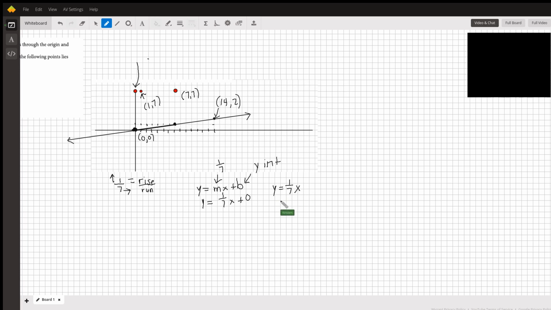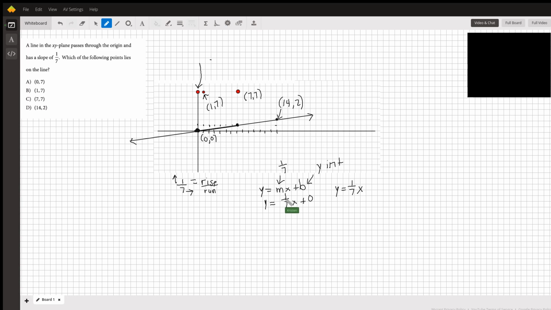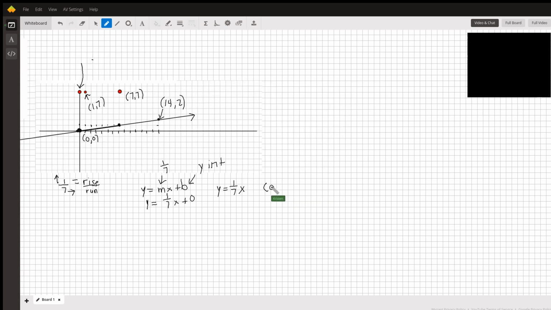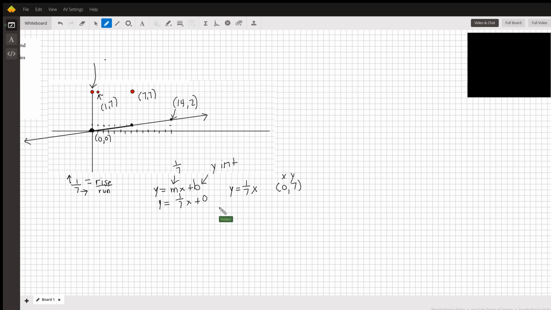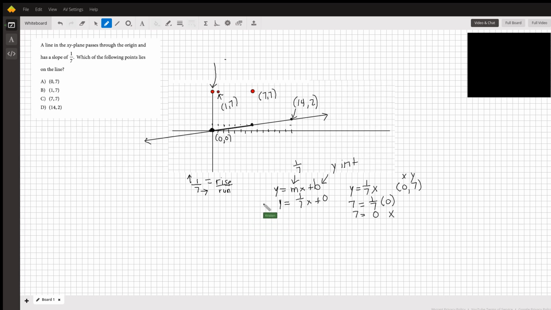So if we want to look at those points and figure out which one lies on our line, let's start with the first one. 0, 7, x, y, right? So 7 equals 1 over 7 times 0. 7 equals 1/7 times 0 is 0. Does that ring true for you guys? It does not for me. So that is not the right answer. We can go ahead and eliminate that first option.